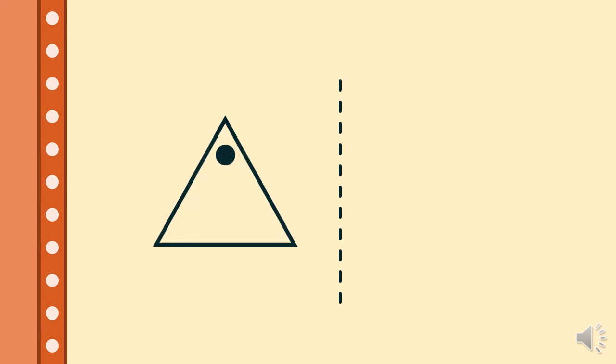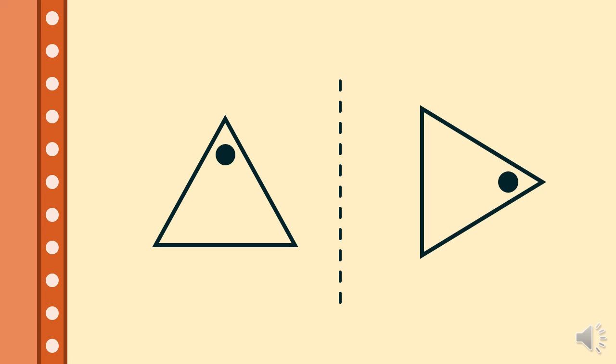All right, number 2. Here you see a triangle, and it has a dot at the top vertex of the triangle. You see a second triangle, and now the vertex with the dot is on the right side. So what happened to that triangle? Did we slide it? Did we flip it? Or did we turn it? Choose one. Did you say turn? If you did, you were correct. You should have marked the circle that says turn.